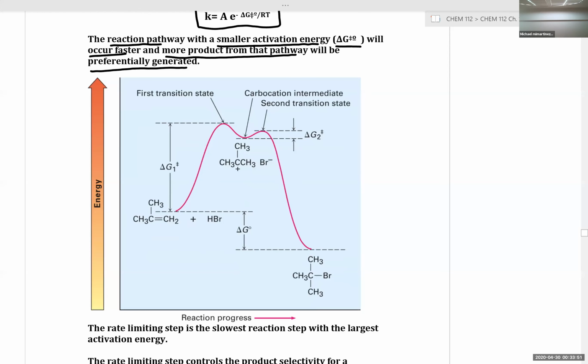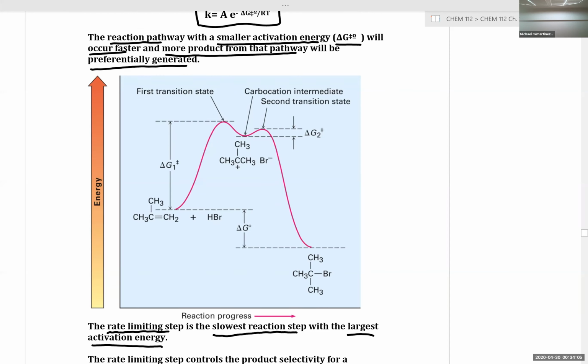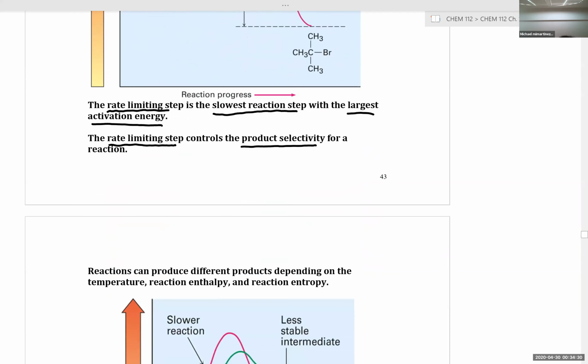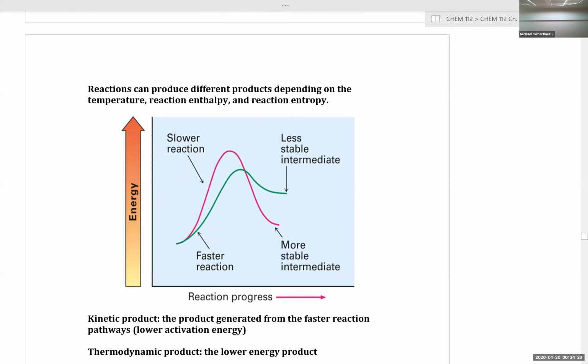Now, what's really important when we look at chemical reactions is what's known as the rate limiting step. The rate limiting step is the slowest reaction step, generally with the largest activation energy. The key feature of the rate limiting step is that it controls the product selectivity for our reaction. So in a lot of the chemical reactions we're going to look at in this chapter and in later chapters, we're going to be focusing on the rate limiting step to help us understand product selectivity and preferential reactivity. Okay, so reaction conditions can produce different products depending on the temperature, reaction enthalpy, and reaction entropy.